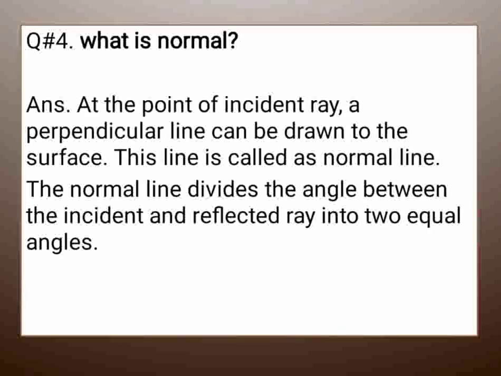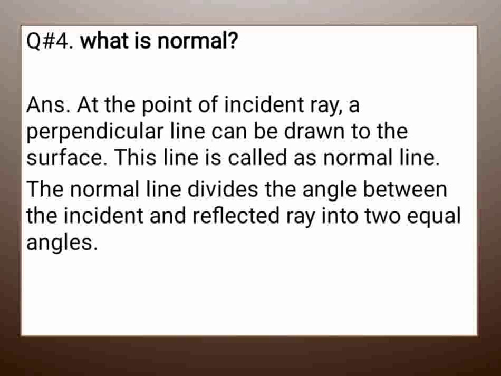What is normal? So इसे आप दो डिफरेंट तरीकों से डिफाइन कर सकते हैं. वैसे तो नॉर्मल उस लाइन को कहते हैं जो किसी भी सरफेस के साथ परपेंडिकुलर हो, 90 का एंगल बनाए. And with respect to your reflection or refraction phenomena, in the light section, we can define it. At the point of incident ray, a perpendicular line can be drawn to the surface, and that line is called as normal. Or otherwise, the normal line divides the angle between the incident and reflected ray into two equal angles. That is called as normal.